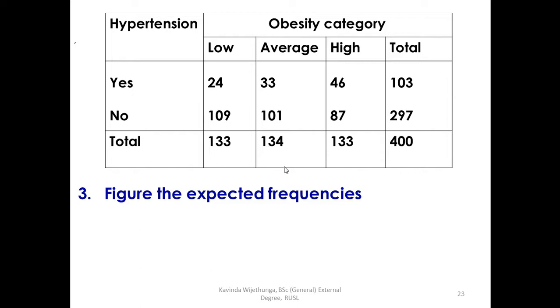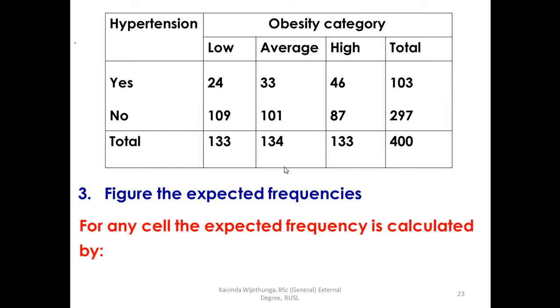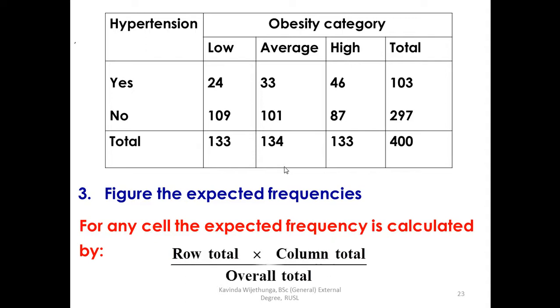Figure the expected frequencies. For any cell, expected frequency is calculated by, now this is different from the earlier one-way chi-square, where the expected values are given. Here you can calculate the expected values. There is an equation to find the expected frequency: row total multiplied by column total, then you have to divide by the overall total.